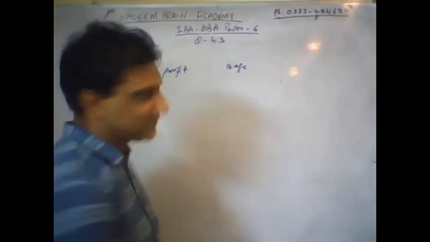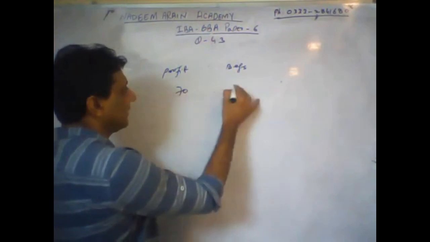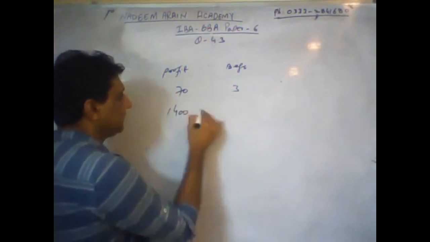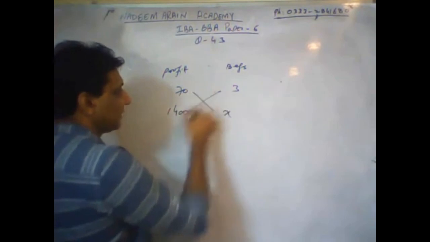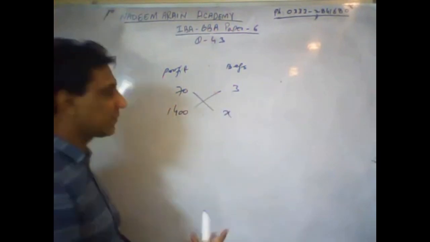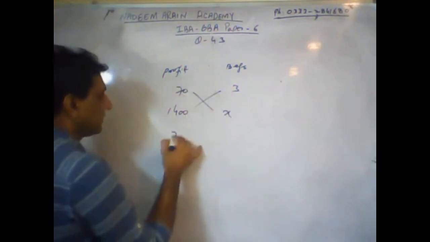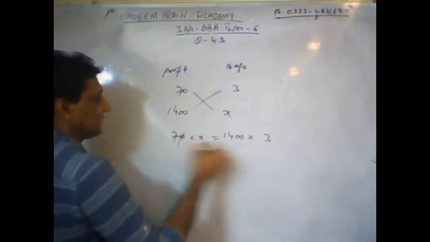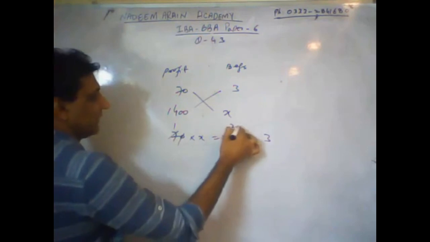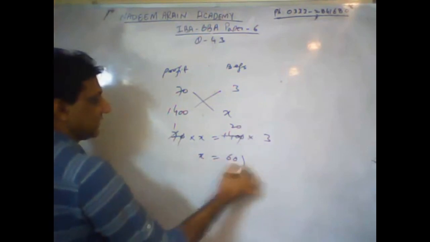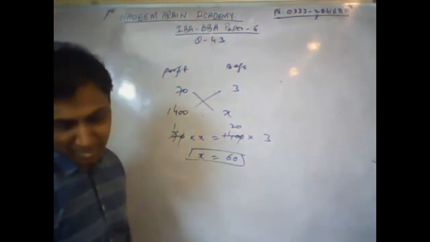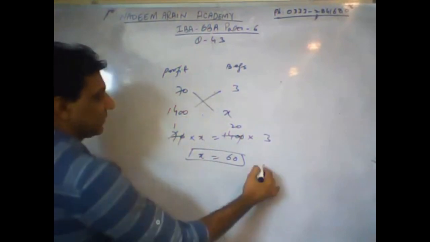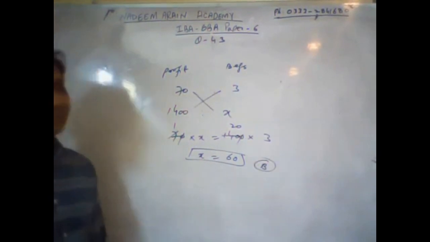Rupees 70 is earned on 3 bags, so he'll earn 1400 for how many bags? X bags. Because this is a direct proportion, the more the bags, the more the profit. So 70 times x is equal to 1400 times 3. 7 twos are 14, so x is equal to 60. So he must sell 60 bags to earn a profit of 1400. That is option B. Thank you.